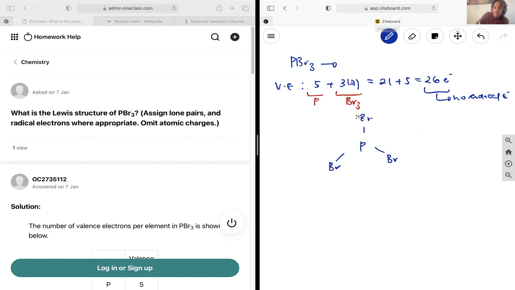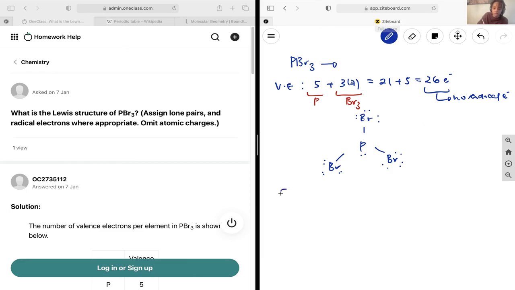Next up, let's fill in our octet on the bromines. And then let's see if we have any electrons left to stick on the phosphorus. So we have 2, 4, 6 on each of the bromines. So 6 by 3 plus 2, 4, 6. And that is going to give us 24 electrons. So we have 2 more electrons that we can stick on the phosphorus like that. And so our valence electrons are all accounted for now.